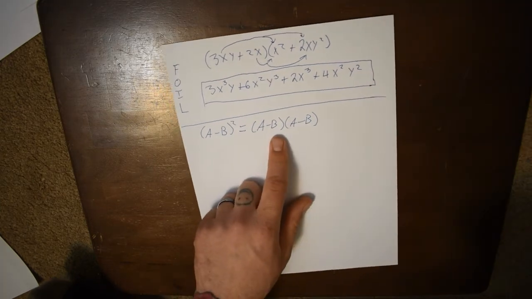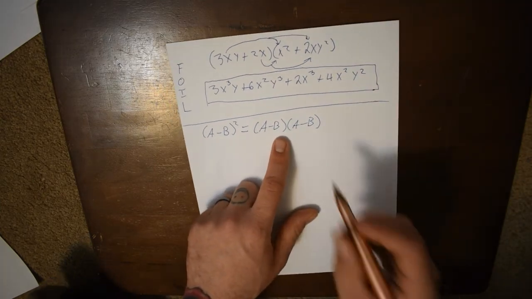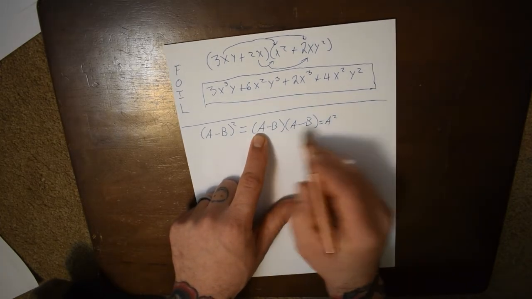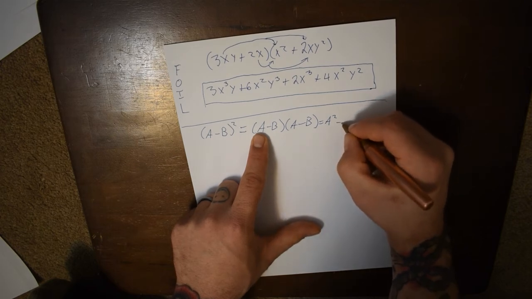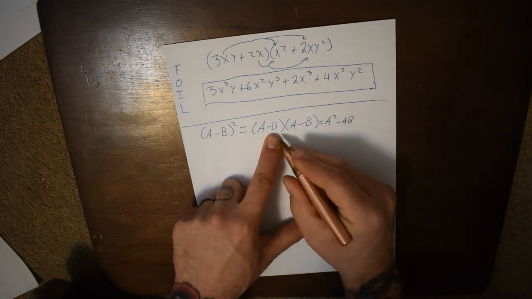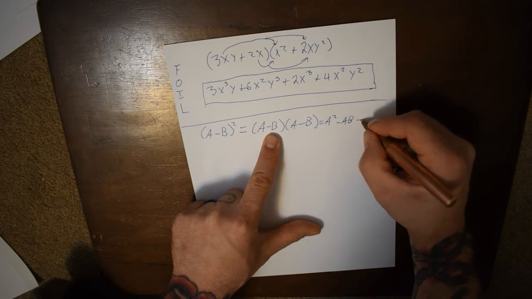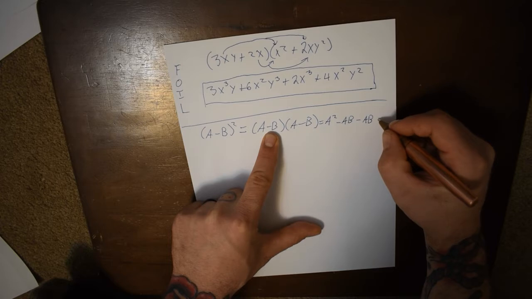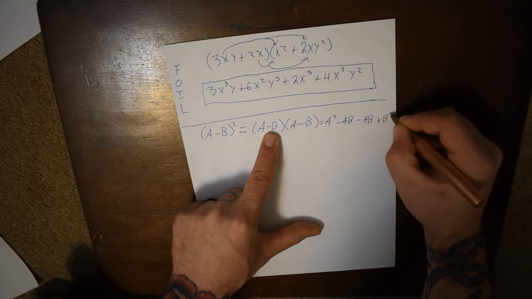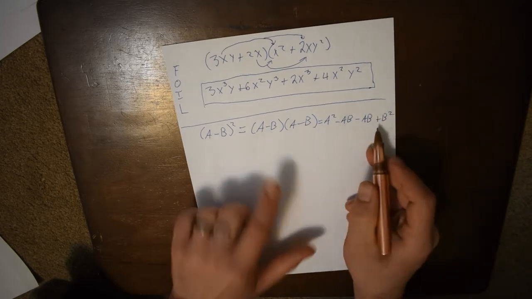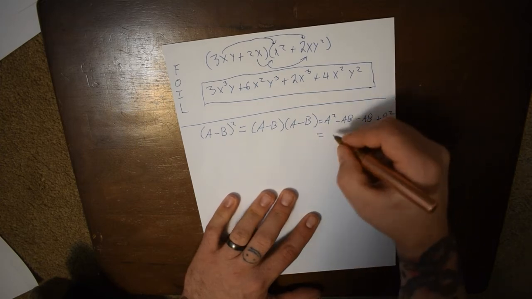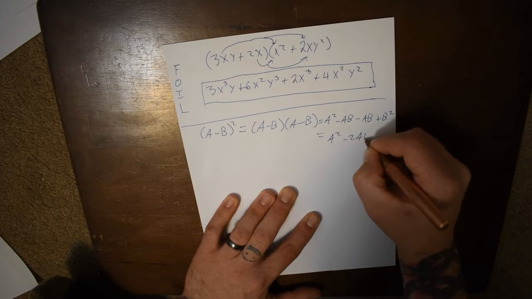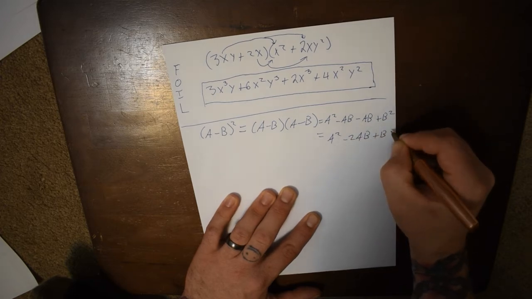And now we can use FOIL, we can use the distributive property on this. A times a would give us an a squared. A times negative b gives us a negative ab. Negative b times a gives us another negative ab. And then negative b times negative b gives us a positive b squared. We go through and gather like terms. We have a squared minus 2ab plus b squared.